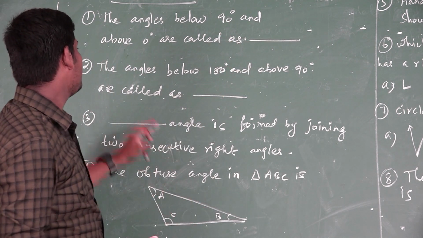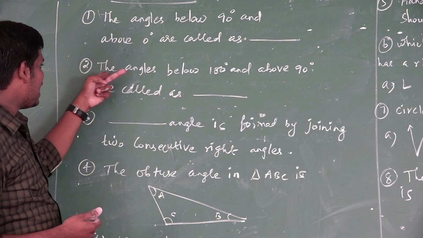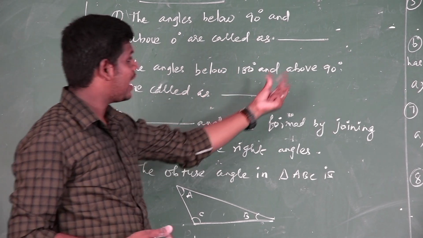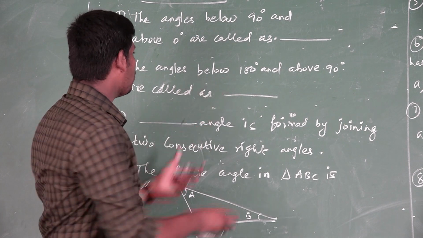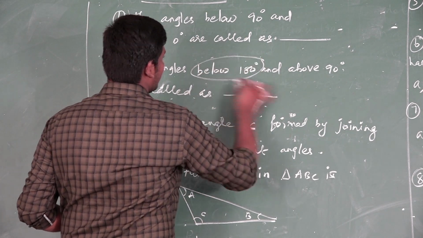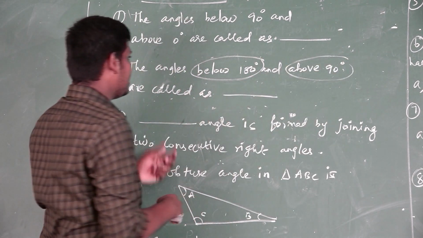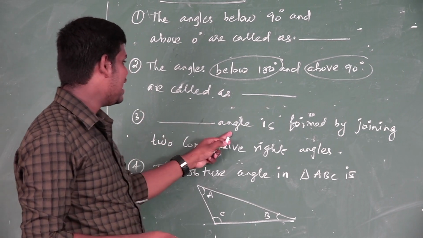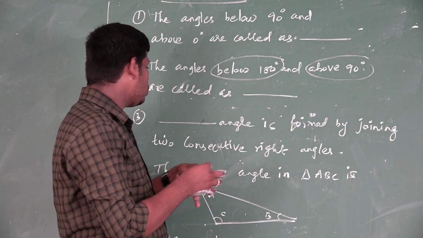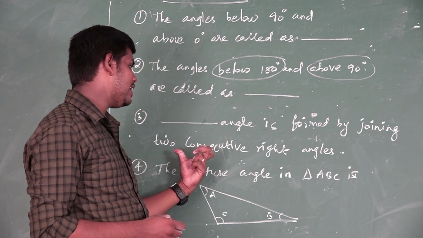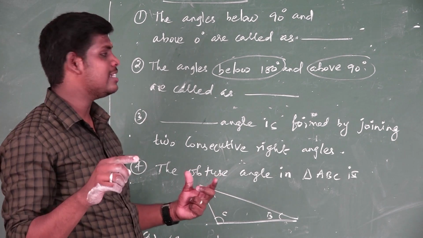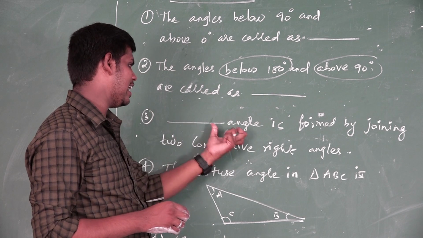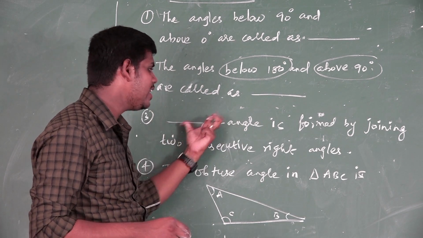Acute angle. Then the second question is the angles below 180 and above 90 degrees, more than 90 degrees and below 180 degrees. Below means less than, above means more than. That is called what? Obtuse angle. So the dash angle is formed by joining two consecutive right angles. I already explained to you, two right angles joined means we get which angle? Straight angle. So you want to write straight angle.